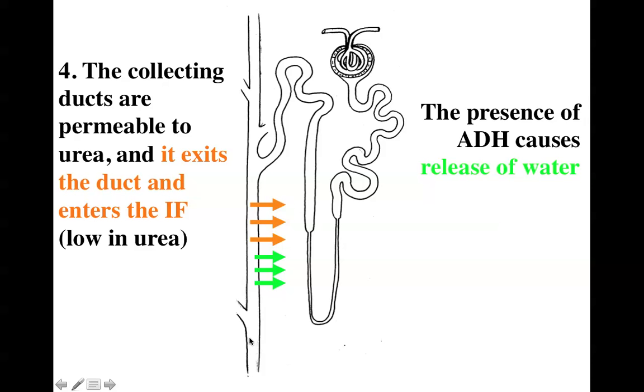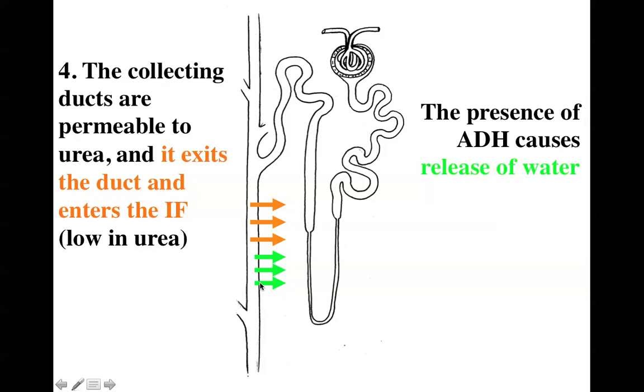Anything that leaves the renal tubule system, including the collecting duct, re-enters the body. This is considered the reabsorption of product back into the body. So when I say that the presence of ADH causes the release of water, what it actually means is it causes the reabsorption of water. So what is ADH? ADH is anti-diuretic hormone. It's released by the posterior pituitary gland, and it causes aquaporins to be placed in the walls of the collecting ducts.